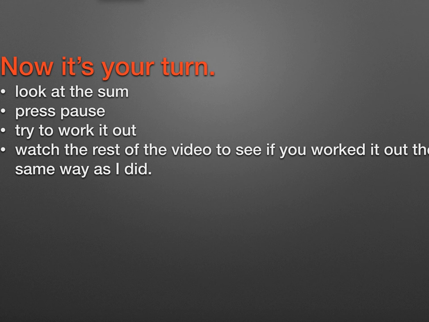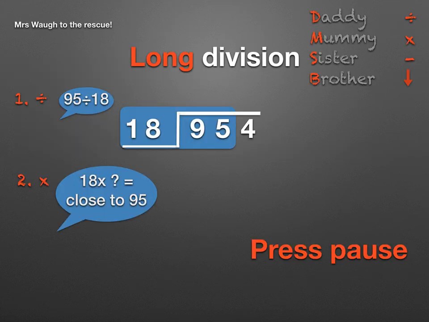Okay, now it's your turn. I'm going to put a sum on the board. I want you to press pause, try to work it out, and then I'll go through it step by step to see if your answer is the same as mine. So there it is. You want to set that up. 954 divided by 18. Don't forget to go through the daddy, mummy, sister, brother. So press pause now.